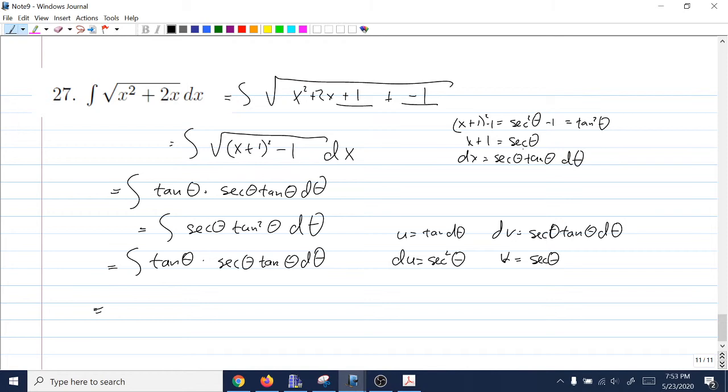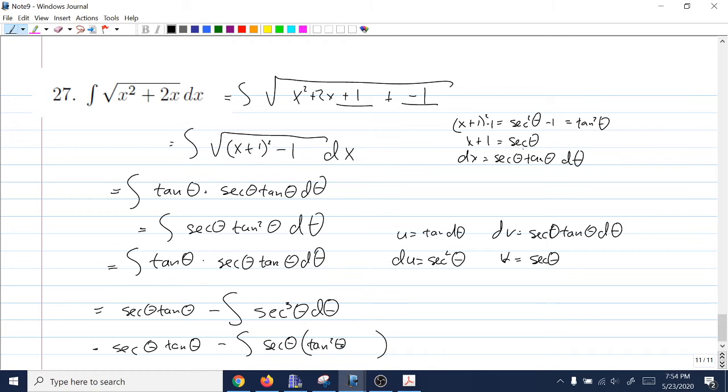I get uv is secant theta tangent theta minus the integral of v du, which is secant cubed theta. This is almost the original integral. I just have to change that secant squared into a tangent squared. This is secant theta tangent theta minus the integral of secant theta times secant squared. Secant squared I'm going to write in the form of tangent squared plus 1.